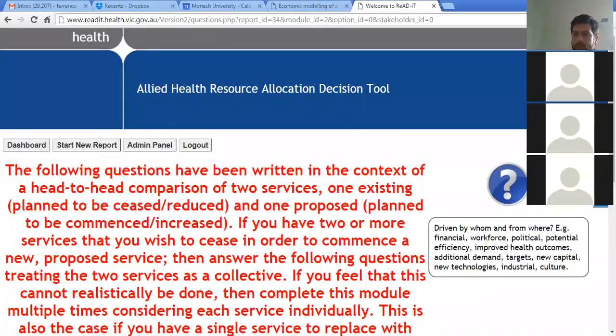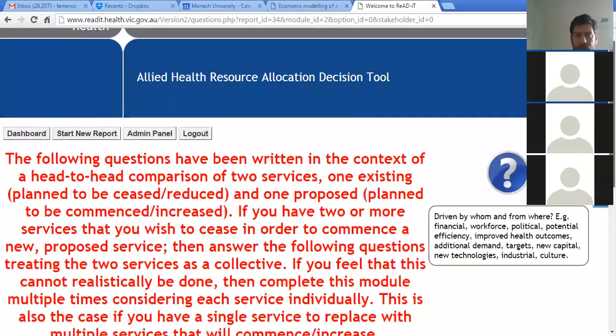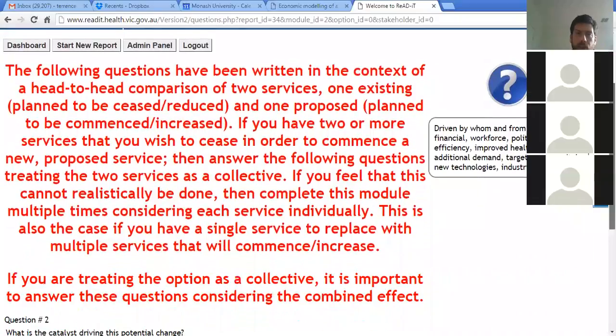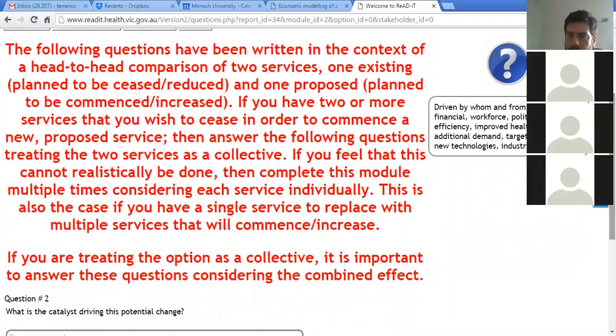Next, you'll get a bit of a written description of the types of questions you're going to get in this version of the ReAD-iT. The unchanged budget version is different to the other 2 versions. In the other 2 versions, the different options you were considering, the different health services you were considering spending money on, are considered independently. But in this one, we're thinking about exchanging one service for another. So this version has been set up with head-to-head questions.